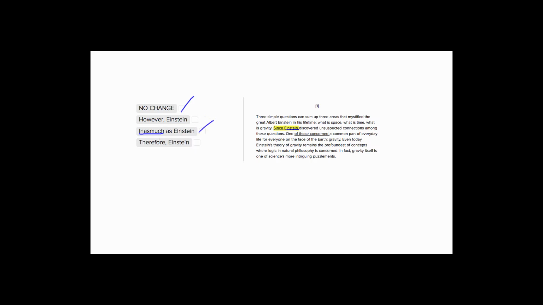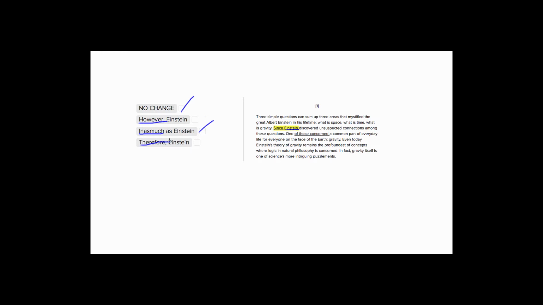So our next choice we have "therefore." We have "therefore Einstein discovered unsuspected connections among these questions." So we see that our second choice with "however" and our fourth choice with "therefore" are both complete sentences and work. So now that we've weeded out the fragments, we're going to want to think about which conveys the author's meaning the best.